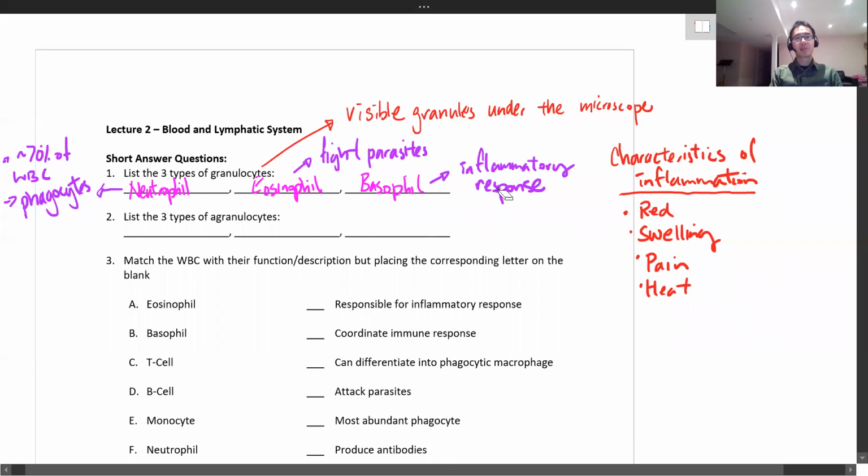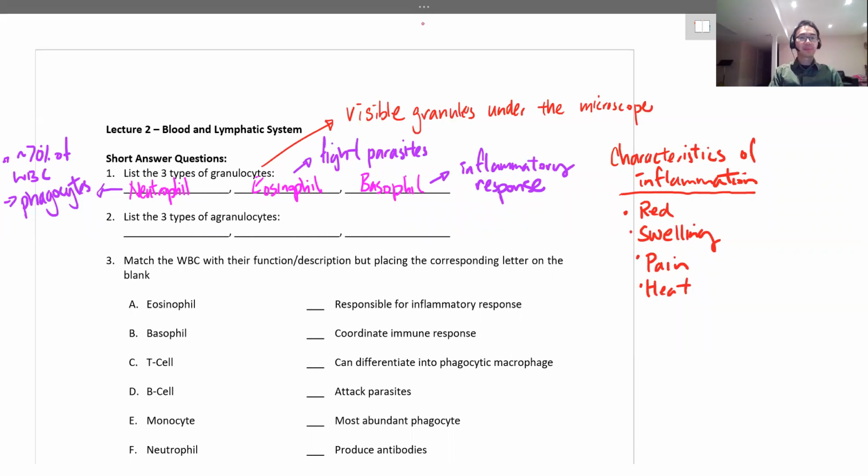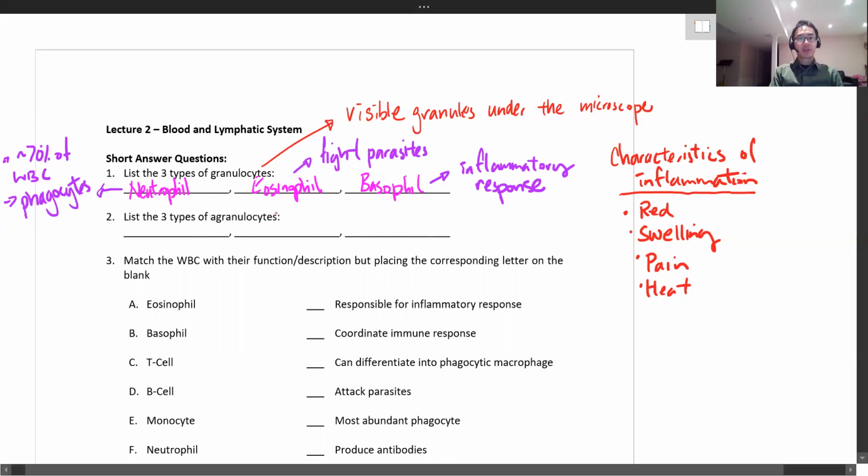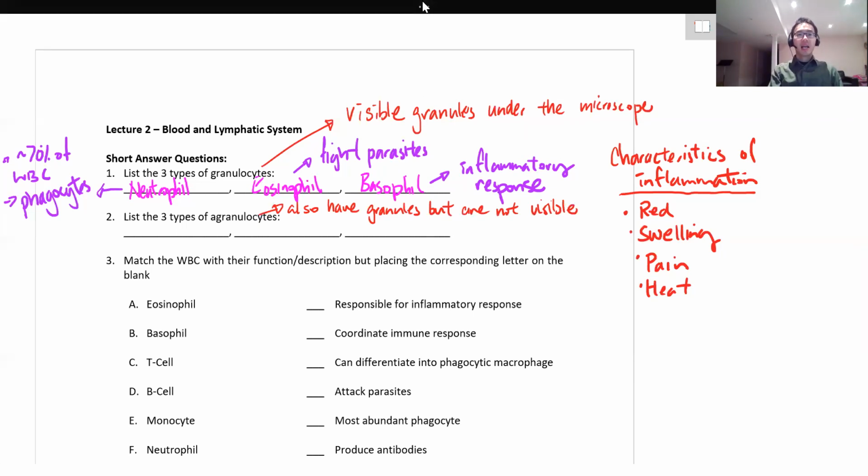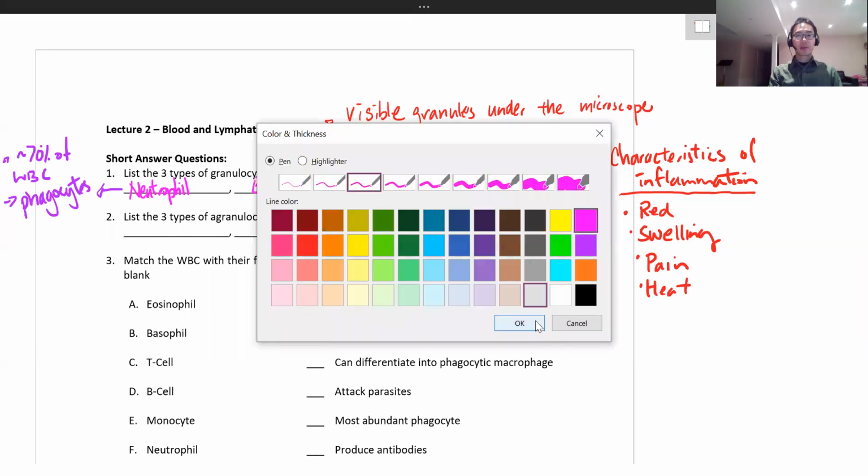Okay, so there you have it, 3 types of granulocytes. Next one, we have the agranulocytes. Agranulocytes also have granules, but they are not visible. Okay, you cannot see them under the microscope. For some reason, these granules don't really take up the stain as well as the granulocytes do. So you don't really see them, but they're there. Okay, so there are three types of agranulocytes.